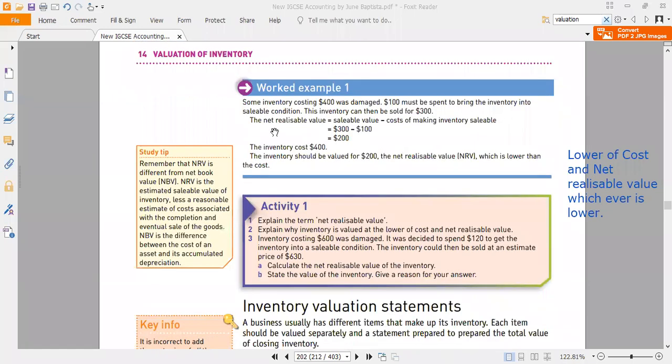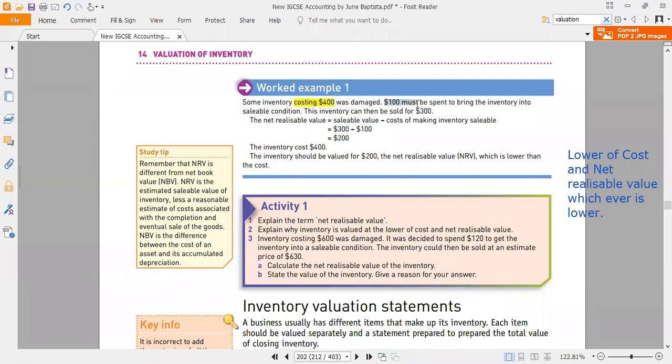Now you see question number one. Example one: some inventory costing 400 was damaged. 100 must be spent to bring the inventory into saleable condition. This inventory can then be sold for 300. Okay, so these are the three points: costing 400. If you don't understand, please you can interrupt in between. And damage, and what happened?